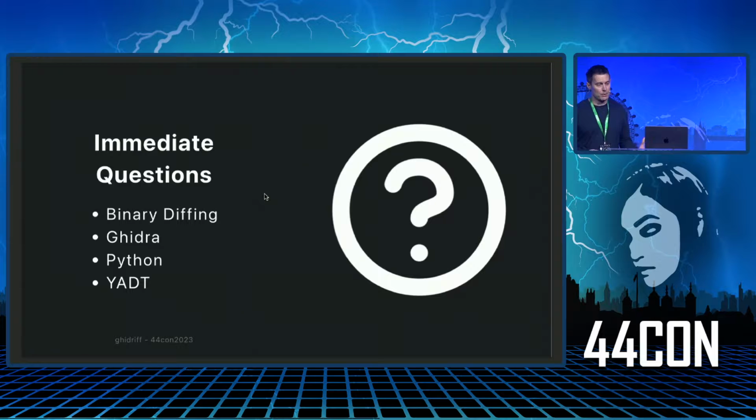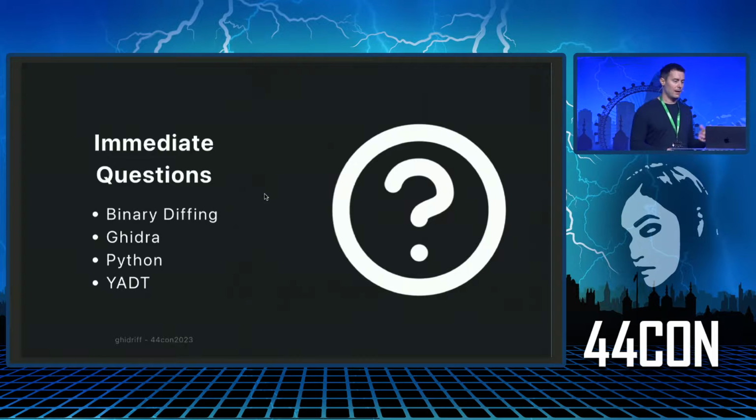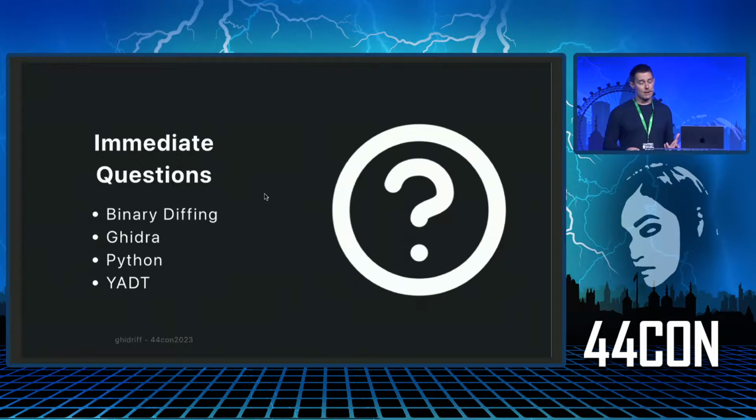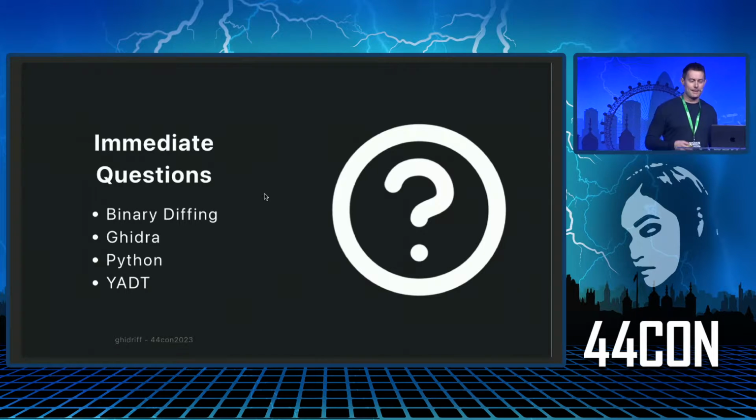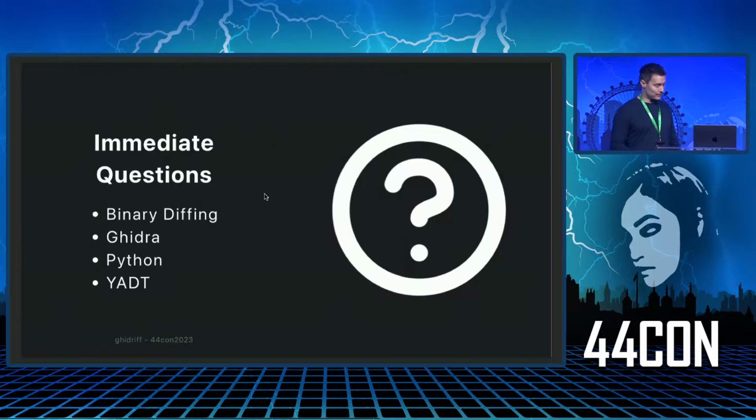Now, as I say all these words, I say binary diffing. You might have some questions of what these things are if you're not familiar. Ghidra, you're probably pretty familiar with if you're in this field. Python, why did I use Python to speak to Ghidra, which is written in Java? And then why do I have yet another diffing tool? Like, isn't this a solved problem? Don't we have BinDiff? And the answer is yes, but I'm going to explain why I've created a new tool.